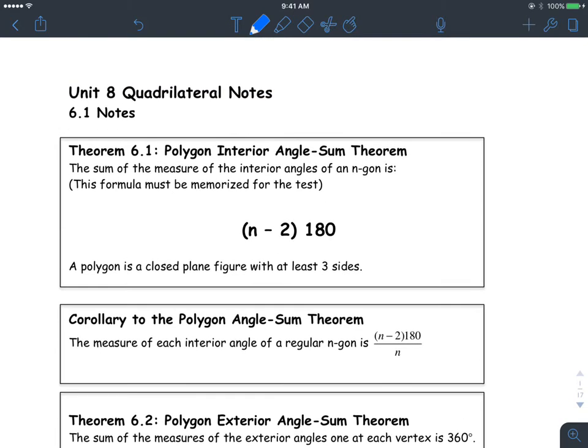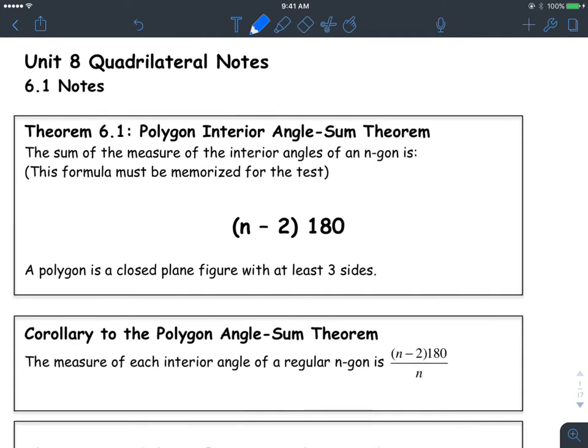Alright, today we've got interior and exterior angles that we're going to be talking about. So here's one of the theorems: the sum of the measures of the interior angles of an n-gon. That's just saying n number of sides. You can use n as any number: 5 sides, 6 sides, 7 sides.